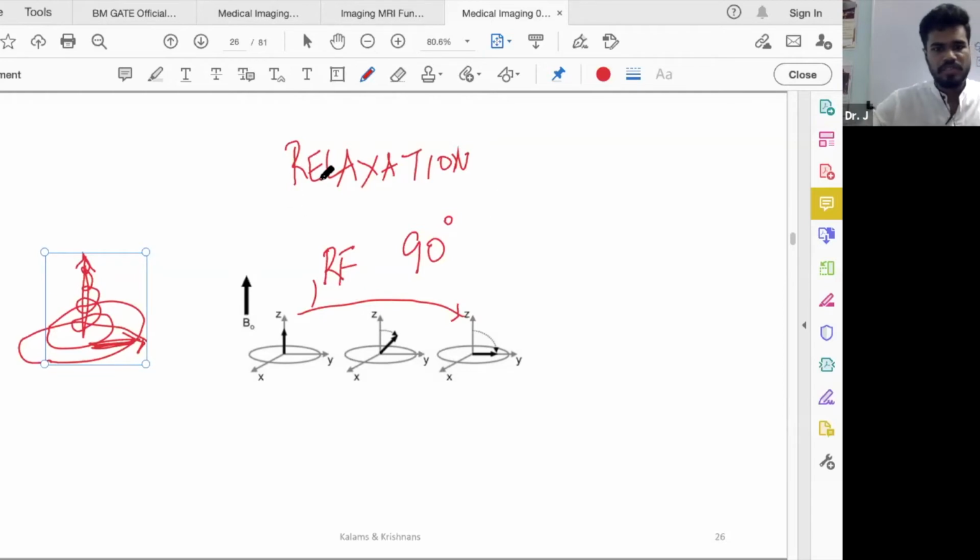We can look at this relaxation in different axes. We can look at it in the XY plane. We can look at it in the Z axis. Is it clear? So this is a vector. We can take its component in the z-axis, or we can look at its magnitude in the transverse plane.